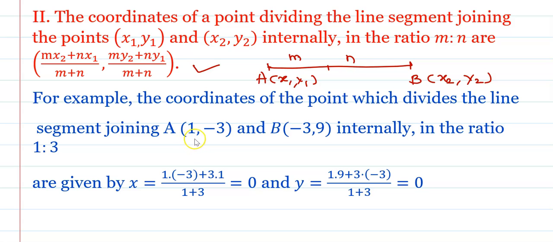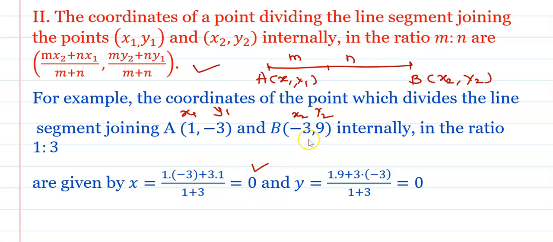Now for this point, these are x1 and y1, and this is x2 and y2. Therefore x equals: the first 1 will multiply with this minus 3, and the next, 3, will multiply with this 1. Minus 3 plus 3 is 0, 0 upon 4. Overall, you will get 0.